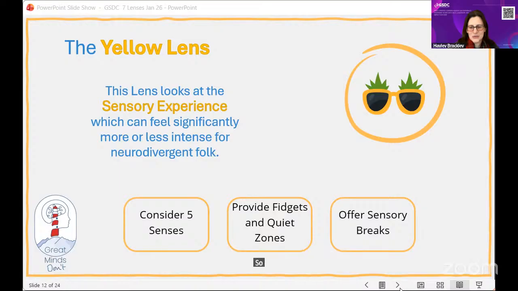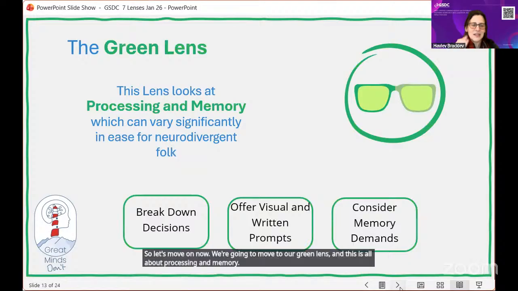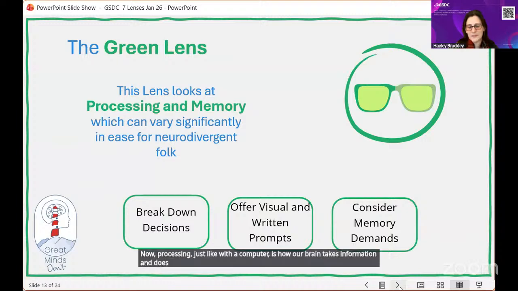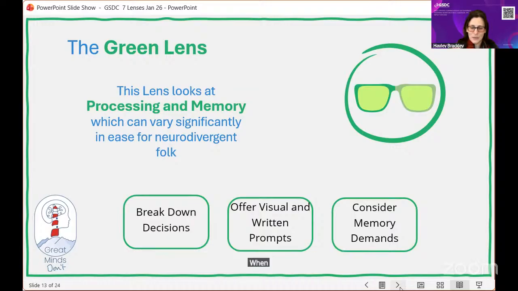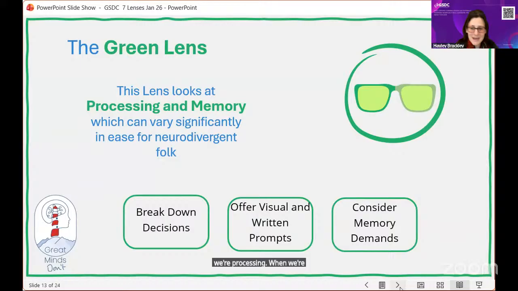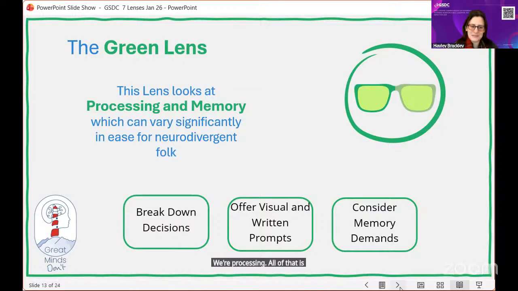So let's move on now. We're going to move to our green lens, and this is all about processing and memory. Now, processing, just like with a computer, is how our brain takes information and does something with it. When we're reading, we're processing. When we're listening, we're processing. When we're thinking about a word to use to respond, we're processing. When we're looking at a maze and we're working out how to get out of the maze, we're processing. All of that is our brain processing.